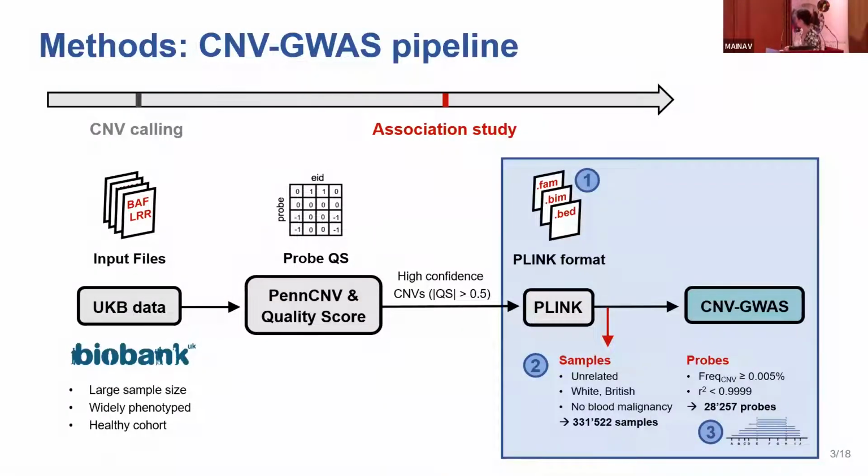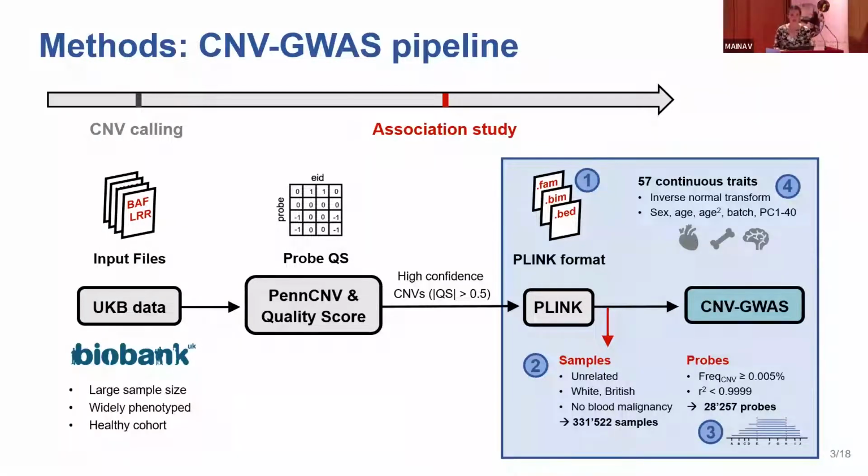But so the idea of performing pruning at this high threshold is to group the probes that are at the core region of the CNV, but still maintain some flexibility around the boundaries. And we then selected 57 different medically relevant continuous traits that we integrated into our pipeline.